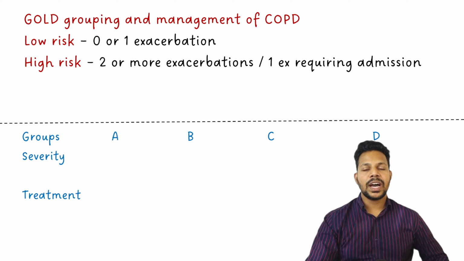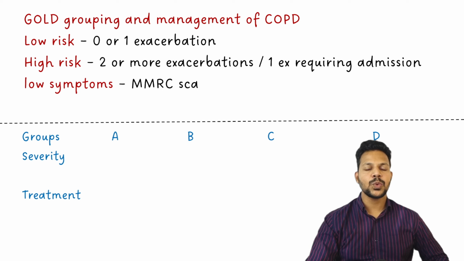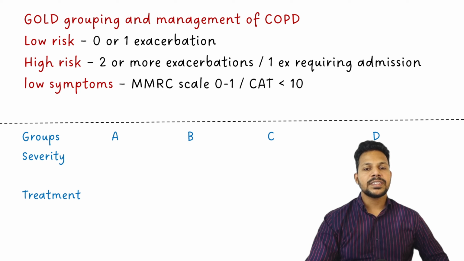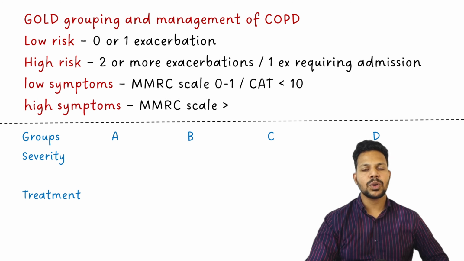The patient is said to have less severe symptoms or low symptoms if the MMRC scale is 0 to 1 or the COPD assessment test score is less than 10. The patient is said to have high symptoms if the MMRC scale is more than or equal to 2 or the CAT score is more than or equal to 10. Now look at the groups.